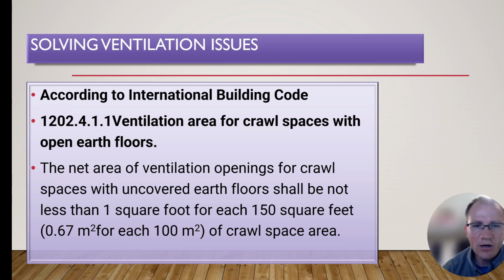One of the things they talk about in the International Building Code is ventilation area for crawl spaces with open earth floors. So keep in mind that this is going to be your standard crawl space with the open earth. The net area of ventilation openings for the crawl space with uncovered earth floors shall not be less than 1 square foot for each 150 square feet of crawl space area. So there's going to be some great math to look at here, but just keep in mind that there is an International Building Code and it does say that we should have at least 1 square foot of ventilation for each 150 square feet of crawl space area.